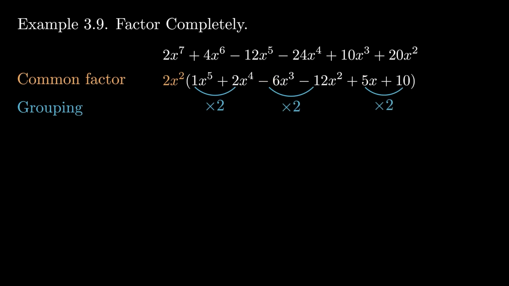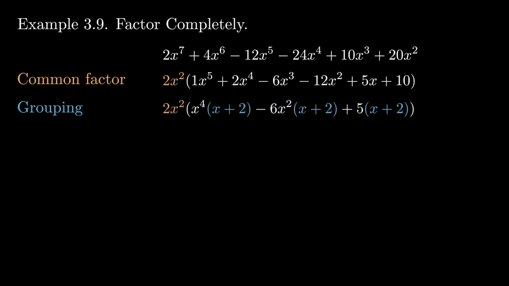Then it's a random number again, then that number is doubled. We should always try to find a common factor, and although there isn't a clean common factor for every single term, there is for each pair. Take out the x to the fourth, negative 6x squared, and 5. Now I realize that I can factor a common factor again, with the x plus 2. Taking the x plus 2 out leads me to this expression.